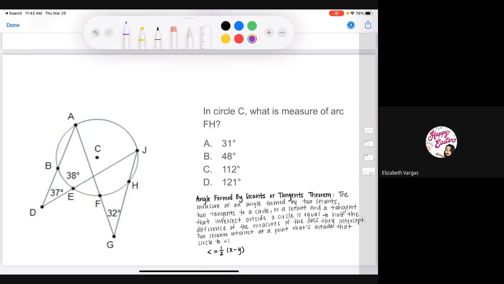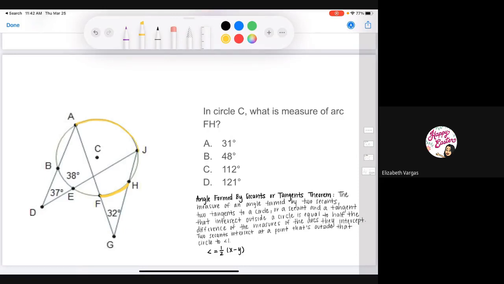Okay. And so lastly, we have this one, which is kind of putting a bunch of different things we've looked at so far together, but you'll see that it's very straightforward. So basically what you have here, it says in circle C, what is the measure of arc FH? So we're looking for the measure of this arc right here. Well, what you'll notice is we can find the measure of that arc if we're able to find the measure of this arc right here. I'm going to show you how we do that.